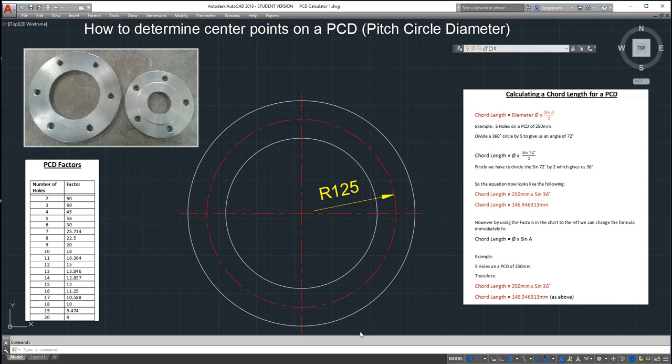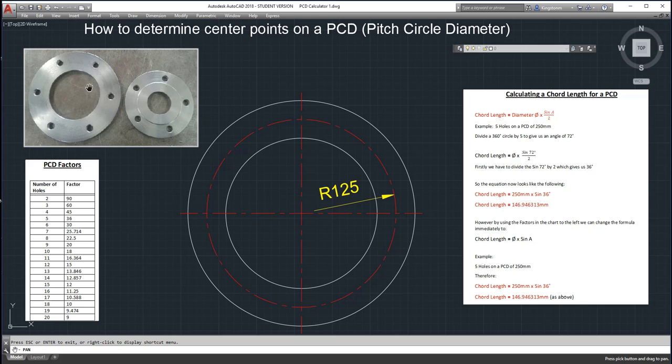So what we have here is a drawing on how to determine the center points on a PCD. Up the top here you can see that I've got the definition for PCD, which is the pitch circle diameter. The pitch circle diameter is actually this red line going around here, so that's the center that we will be wanting to put our points on. So that is what's known as a pitch circle diameter.